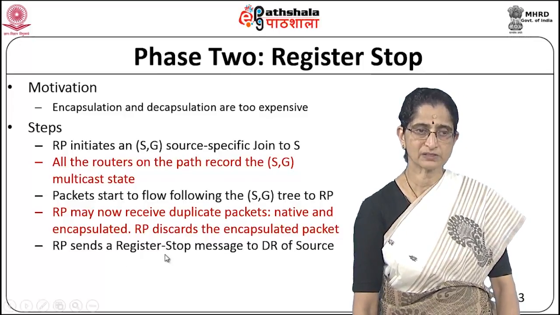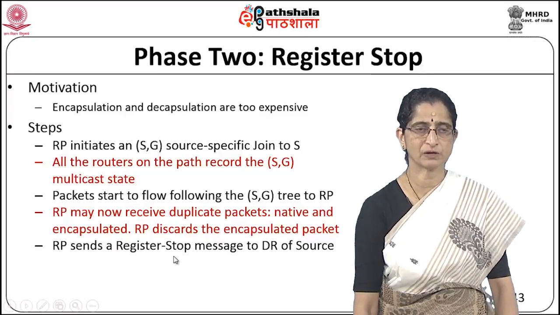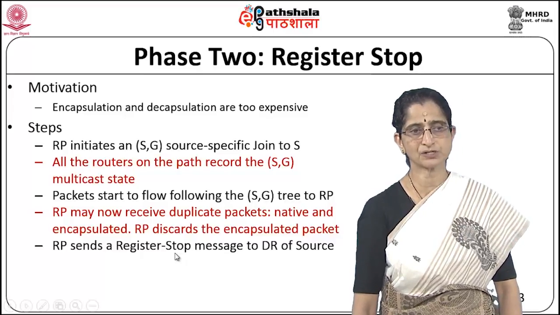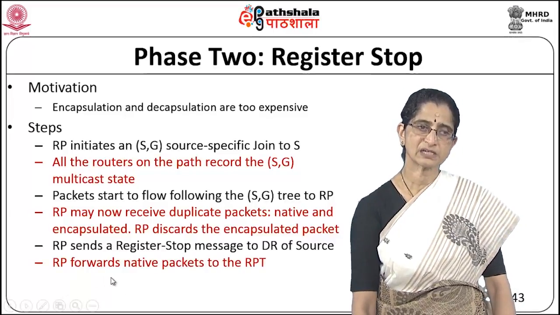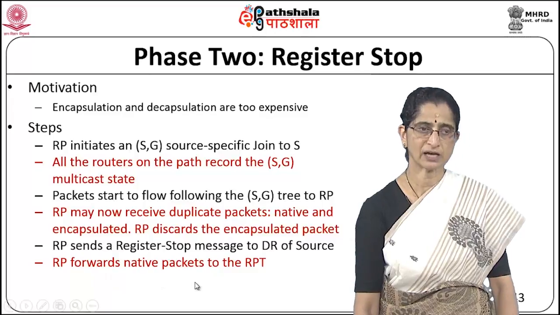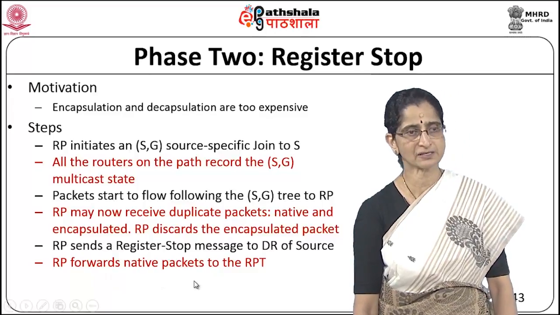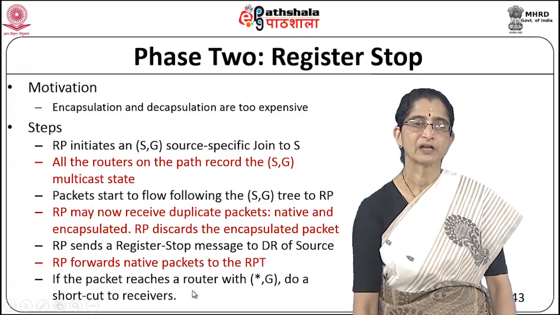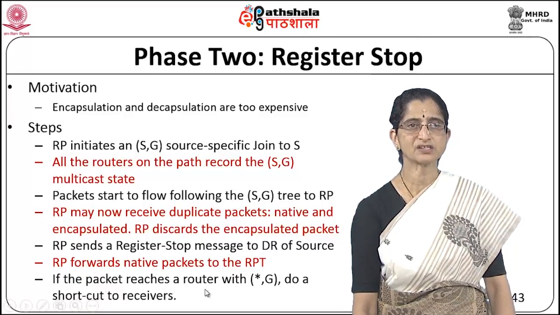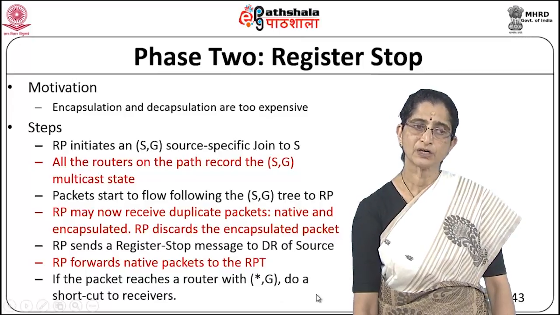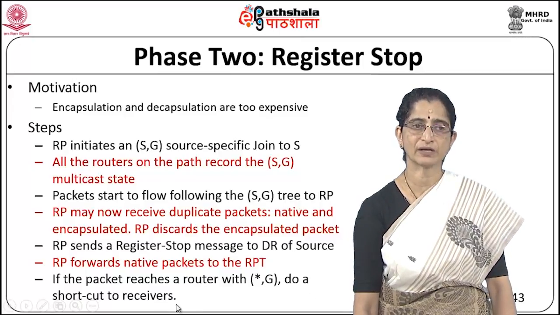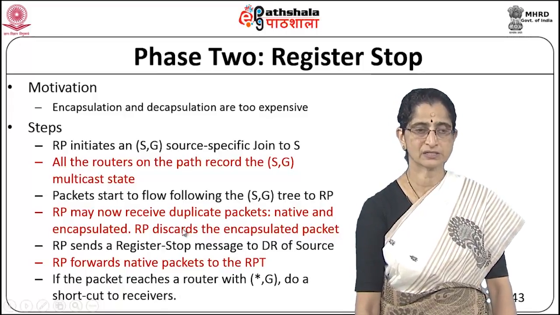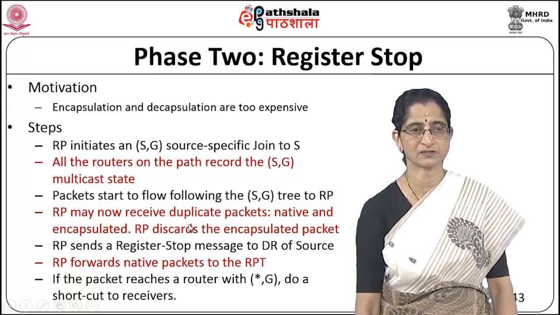So with this step, no encapsulation and decapsulation will be performed further. Once this is done, no encapsulation and decapsulation will be required. So now the RP can start forwarding the native packets to the RP tree. It receives it as a multicast packet and starts sending it as a multicast packet itself. So this is the second phase that we have. Now if on the way the packet reaches a router with a star comma G entry, you can do a shortcut to the receivers. You don't even have to go all the way up to the RP. So this will be another advantage of doing this kind of source specific multicast from the source to the RP.